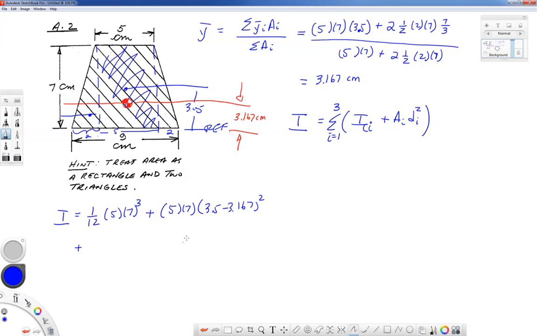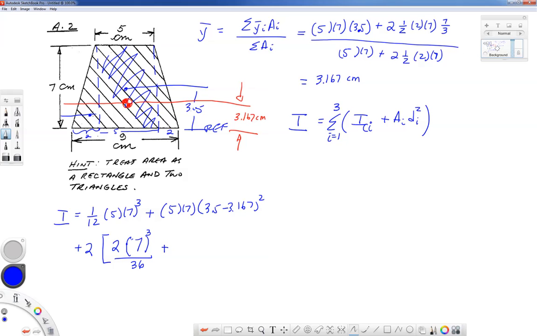All right. Each triangle is going to be identical, so I'm just going to put a big old 2 right here. I'm going to multiply it by this term in the brackets. The moment of inertia of a triangle about its own centroid is bh cubed over 36, where b is the base. Now we got 7, so this way 7 cubed over 36.